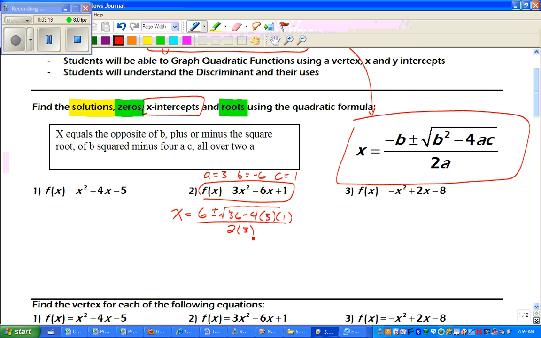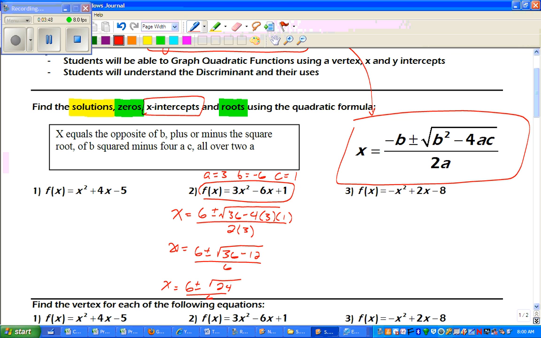We are going to start with the square roots. So x equals 6 plus or minus, this becomes 36. What's 4 times 3 times 1? Minus 12. All over, and then 2 times 3 is just 6. Alright, so x equals 6 plus or minus 36 minus 12 is 24, all divided by 6.